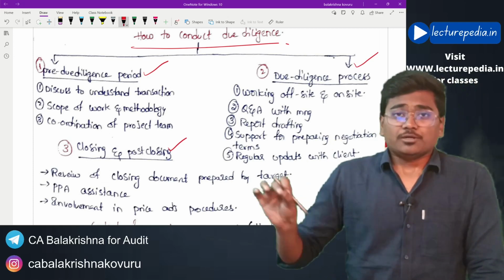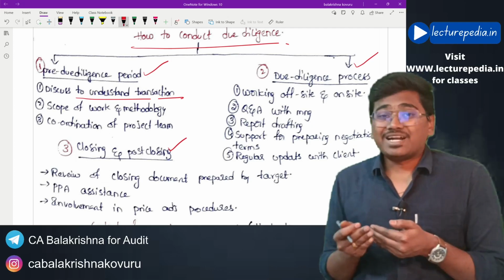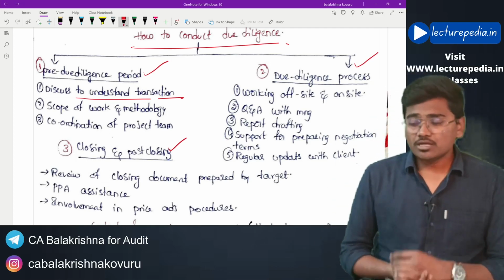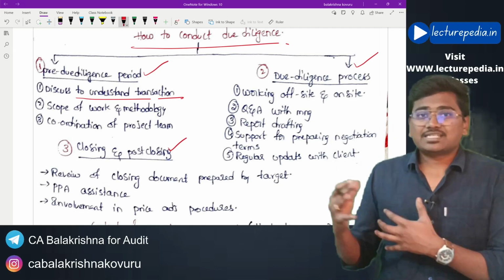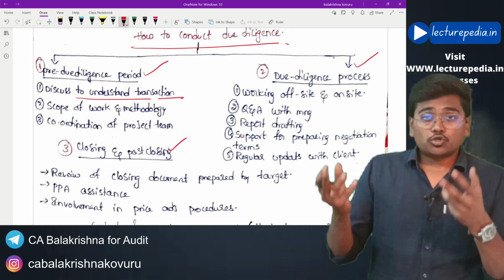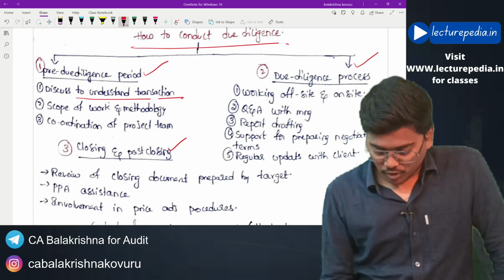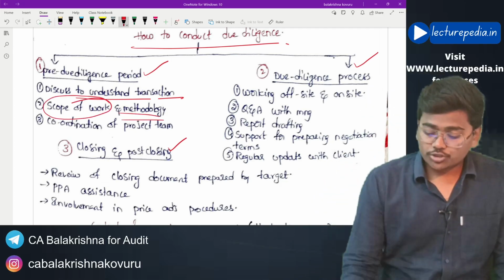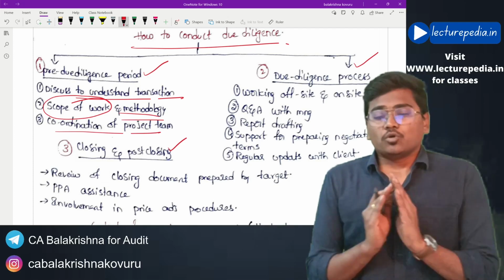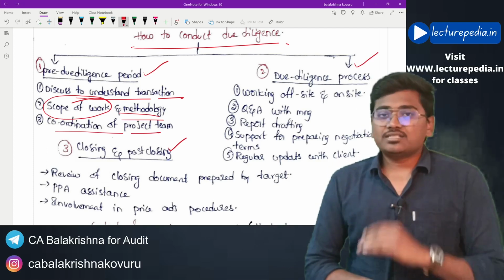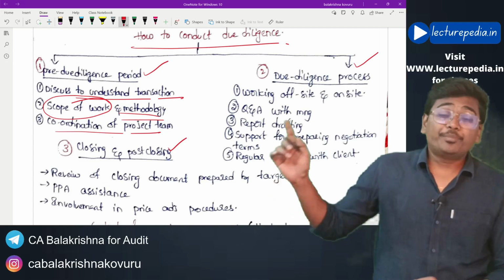First of all, in the pre-due diligence period, we will discuss with the client to obtain an understanding of the transaction. If you have been appointed to conduct due diligence of a particular transaction, we will first discuss with the client the nature of the transaction, and then we will discuss the scope of the work. What should be the scope and objective, and what methodology has to be followed, and finally we will coordinate the team. Who should be included in the team to conduct this due diligence, that will be planned. These three will be considered in the pre-due diligence period.